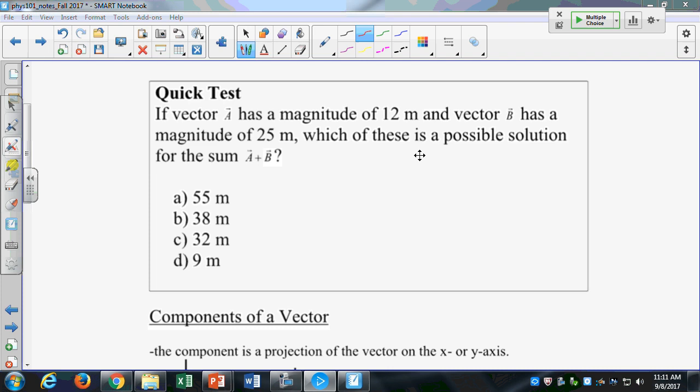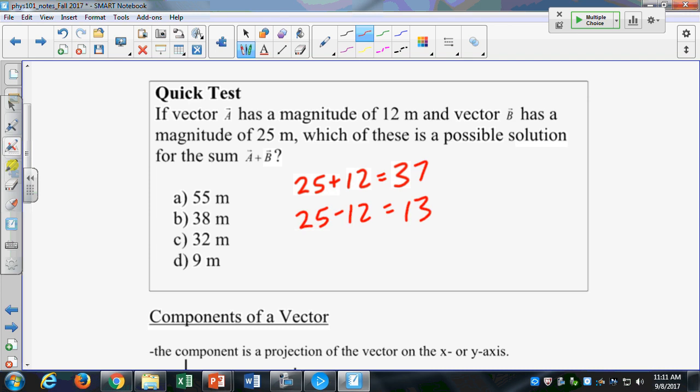I love that one. All right, so a possible sum of 12 and 25. You have two options, right? You can have 25 plus 12 is 37, or you can have 25 minus 12 is 13. So it's somewhere between 13 and 37, which is C.